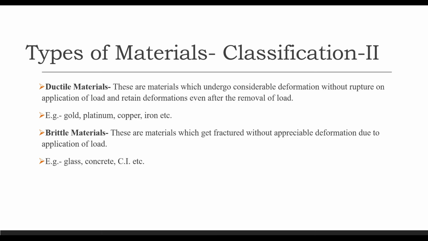The next type of classification is based on the ductility of the material. Ductile materials are the ones which undergo considerable deformation when there is a load applied on it, but there is no rupture and it will retain the deformation even when the load is removed. For example, gold, platinum, copper, iron, etc. And brittle materials are those which immediately get ruptured when you apply some load. For example, glass, concrete, cast iron. So these are some types of materials which is important to be noted.